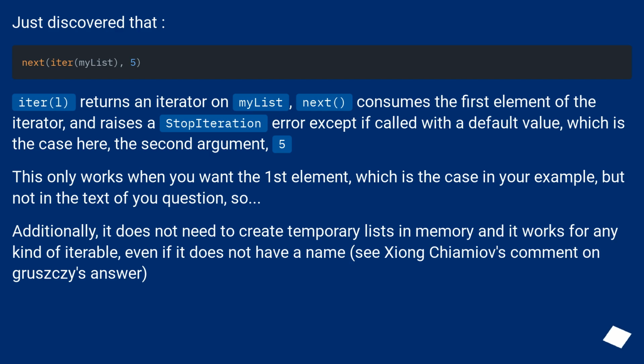Just discovered that iter(l) returns an iterator on mylist, next consumes the first element of the iterator, and raises a StopIteration error except if called with a default value, which is the case here, the second argument, 5. This only works when you want the first element, which is the case in your example, but not in the text of your question, so.